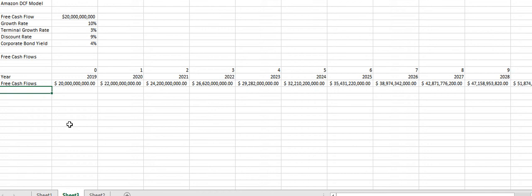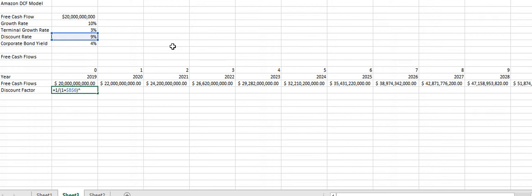And then we need to determine the discount factor, because again, all of these cash flows we've got to discount back to the present to determine what the fair market value of Amazon is at the present time, given all its future free cash flow earning potential. So in order to get the discount factor, we're going to take 1 divided by 1 plus, again, the discount rate. In this example, we're going to use 9%. Again, we're going to anchor that.